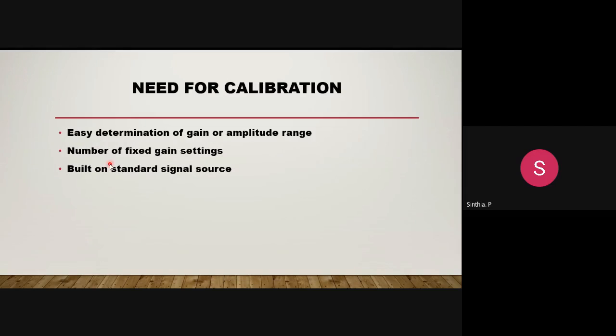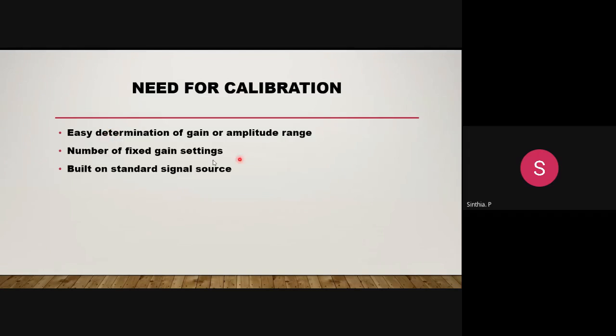So next is need for calibration. Why do we need to calibrate a differential amplifier? Okay, so the calibration stage is the final requirement of the bioamplifier. First, since the amplitude of the biopotential is determined, the amplitude has to be determined very accurately. So there must be provisions to easily determine the gain or the amplitude range with reference to the input of the amplifier.